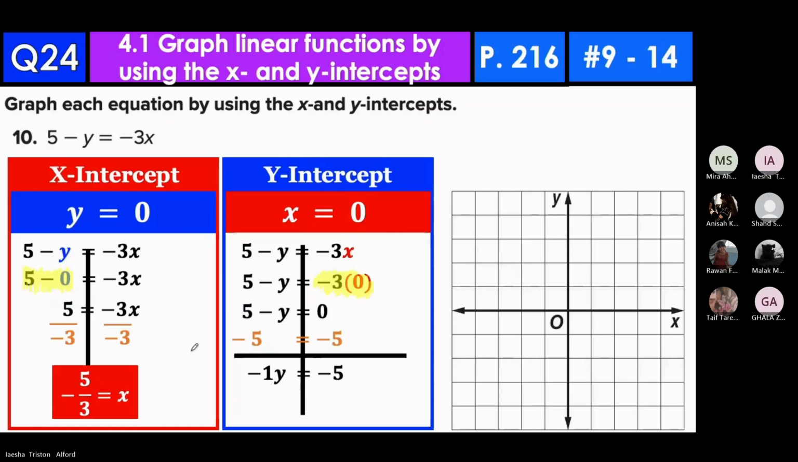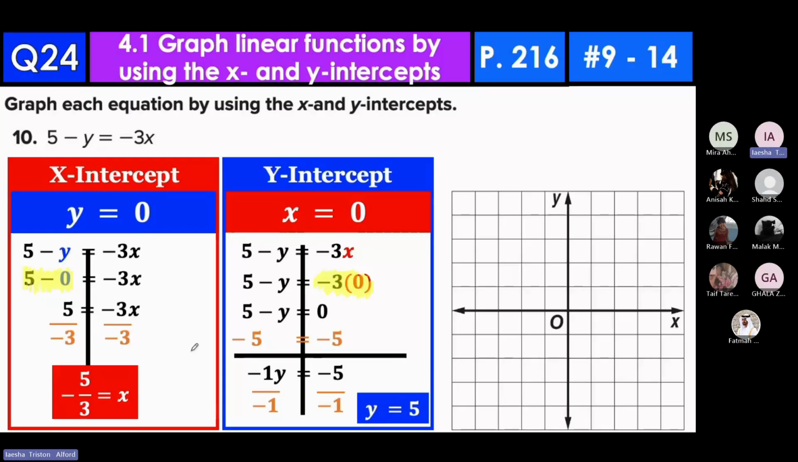What's next? Then we are going to do the graph. No, we need y. Divide by negative 1 on both sides. Y is equal to positive 5. The solving, I'm not going to discuss it. If you need help with the solving, you have to go watch the videos from Module 2. Start with lesson 2.2 and go all the way to lesson 2.4, because you need to know how to solve here again.